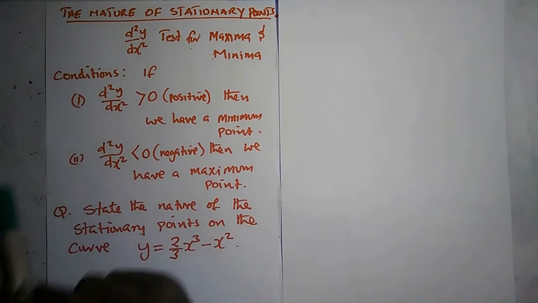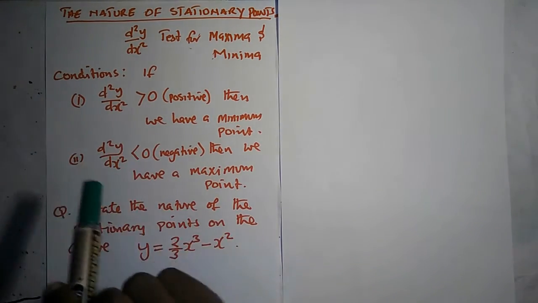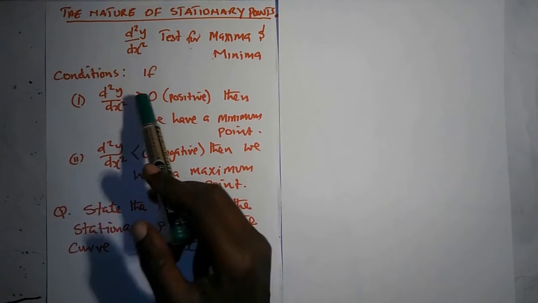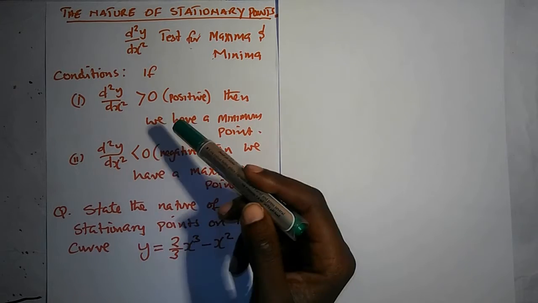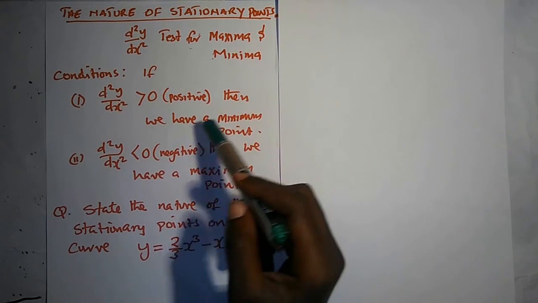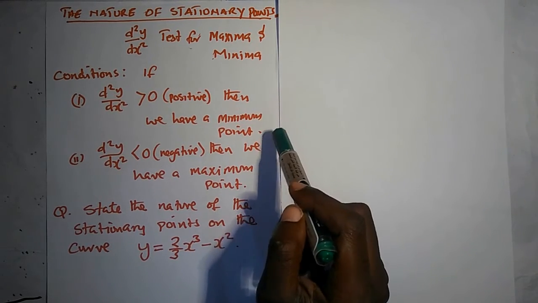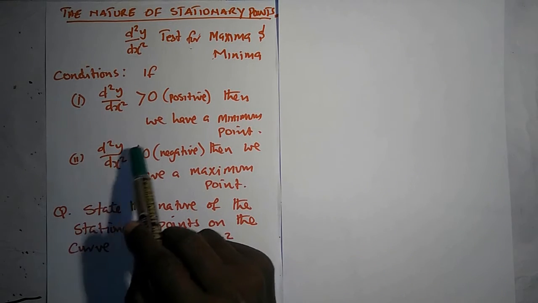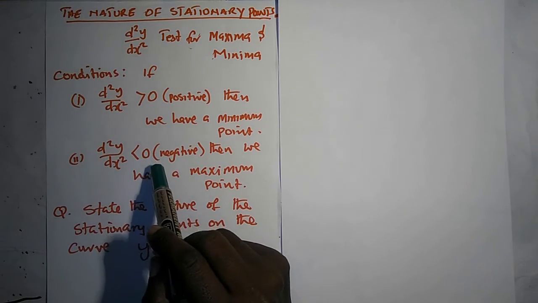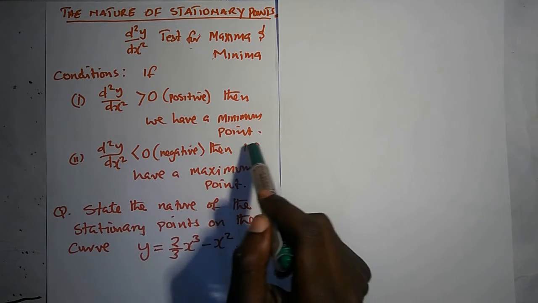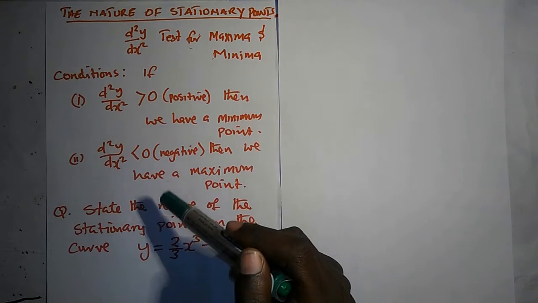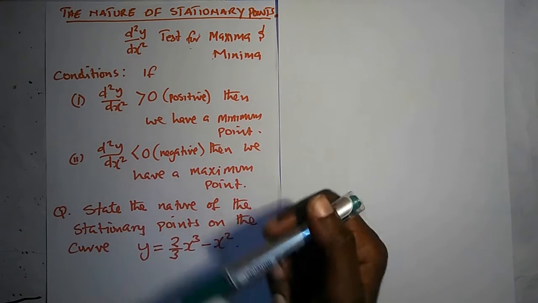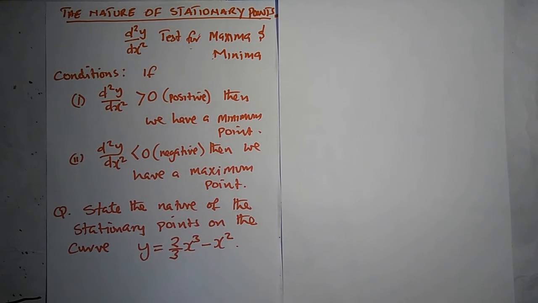The conditions that we follow are these. If d2y dx2 is greater than 0, or positive, then we have a minimum point at that point. If d2y dx2 is less than 0, or negative, then we have what is known as a maximum point. d2y dx2 is just the second differential. You differentiate something twice. That's when we call it d2y dx2.